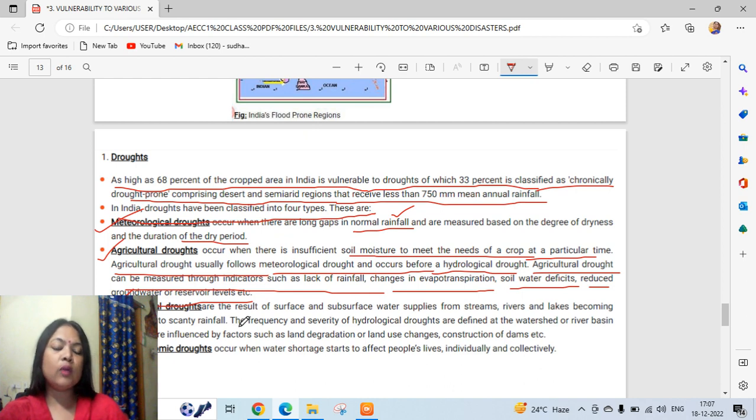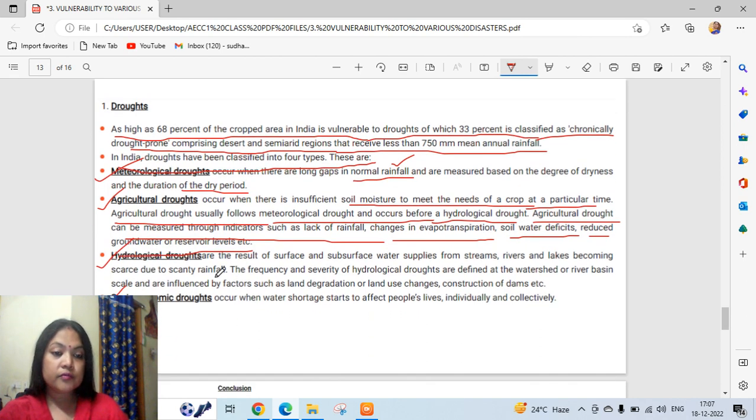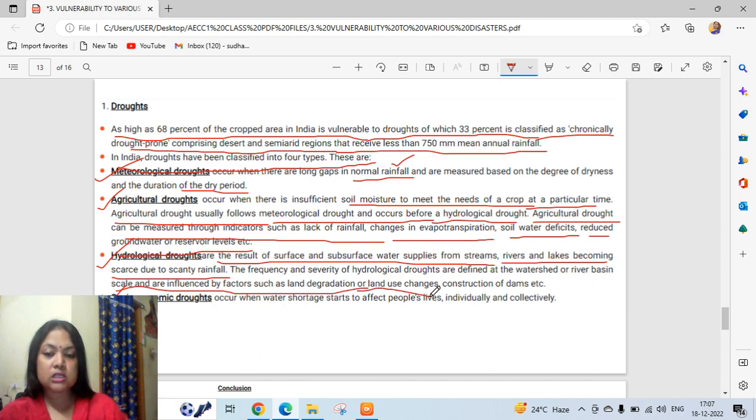Then what is hydrological drought? Hydrological droughts are the result of surface and subsurface water supplies from streams, rivers and lakes becoming scarce due to scanty rainfall. The frequency and severity of hydrological droughts are defined at the watershed or river basin scale and are influenced by factors such as land degradation or land use changes, construction of dams, and the like.